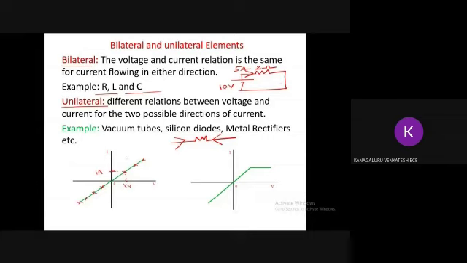That kind of elements are nothing but bilateral. For any direction, it should offer the same impedance. Now, another category you see. This side you are having one kind of impedance. Till here it is same, because it is a linear graph. At every point you will get the same impedance.